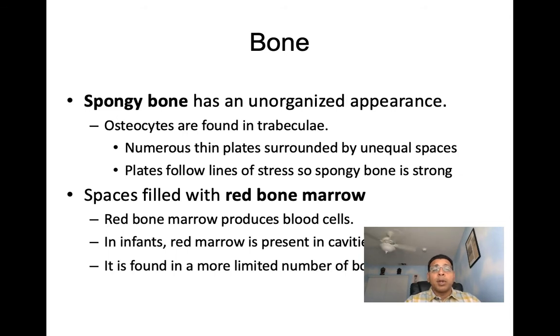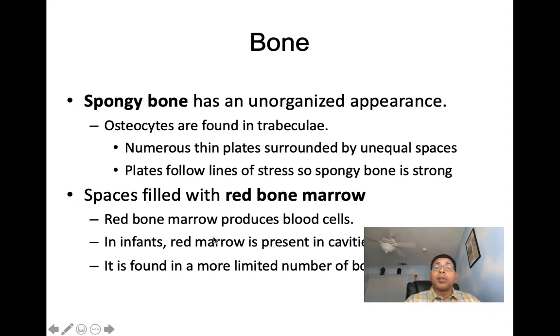Next time we talk spongy bone. Spongy bone is going to have an unorganized appearance. Osteocytes here are going to be found in the trabeculae. And we're going to have numerous thin plates that are going to be surrounded by unequal spaces here. Plates follow lines of stress, so spongy bone is strong. Spaces are filled with red bone marrow, we mentioned.